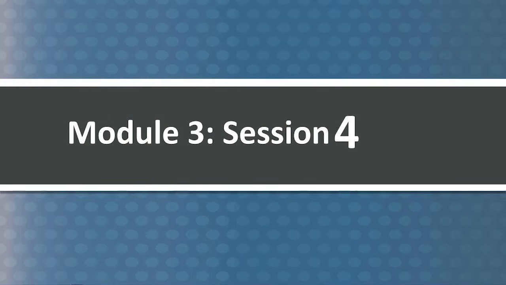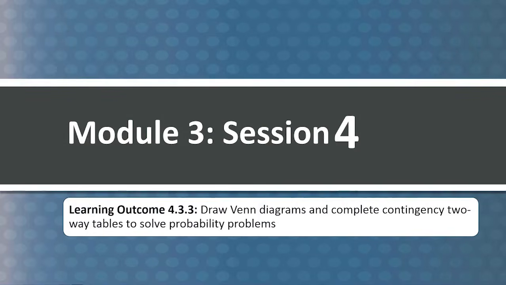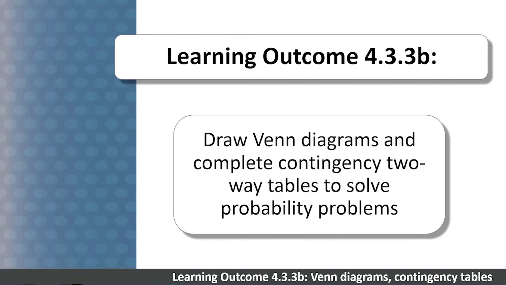Module 3, Session 4. Session 4 will cover Learning Outcome 4.3.3: Draw Venn diagrams and complete contingency two-way tables to solve probability problems. Learning Outcome 4.3.3, Part 2: Draw Venn diagrams and complete contingency two-way tables to solve probability problems.